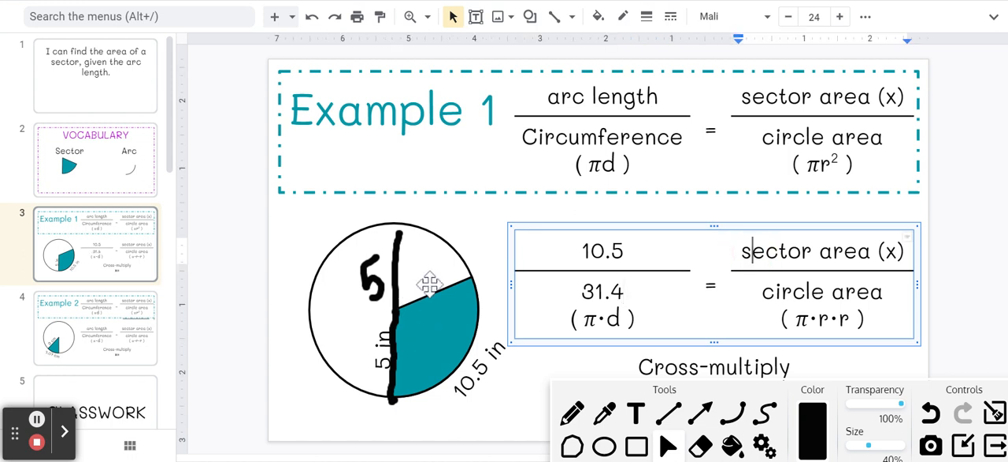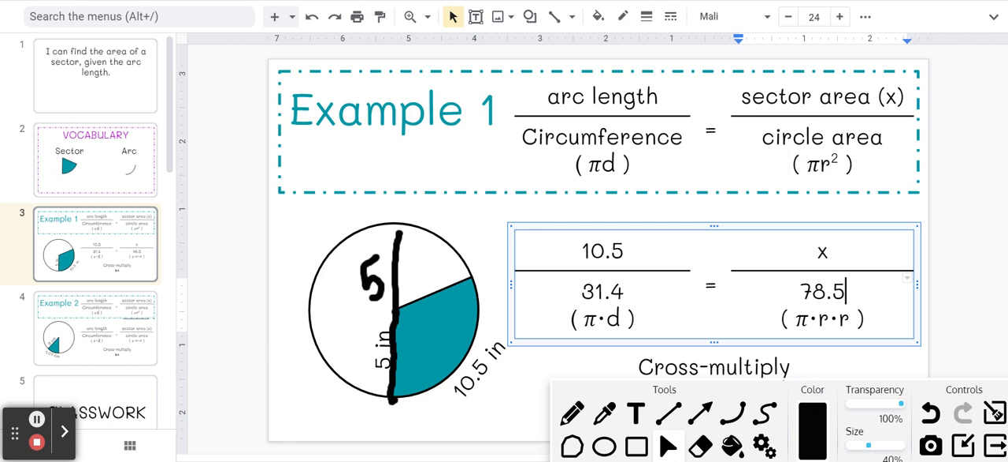For the sector area, that's the area of this piece here. We don't know that yet, so we're just going to use x to represent it, and then we're going to solve for x. But that sector area is part of the circle area. So let's find the area of the circle. We're going to do pi times radius squared. The radius, or halfway across the circle, is 5. So in a calculator, we're going to enter 3.14 times 5 times 5. And we get 78.5.